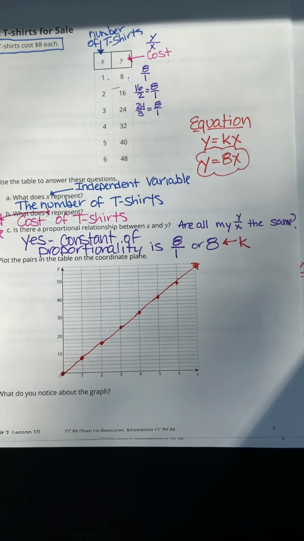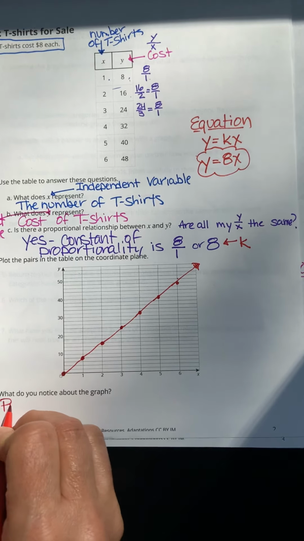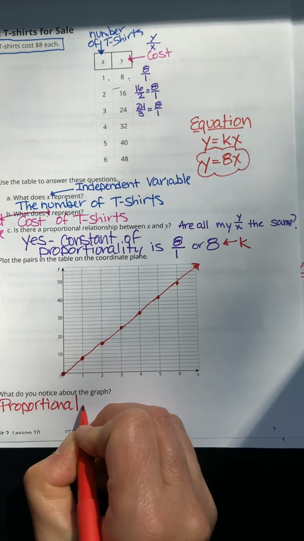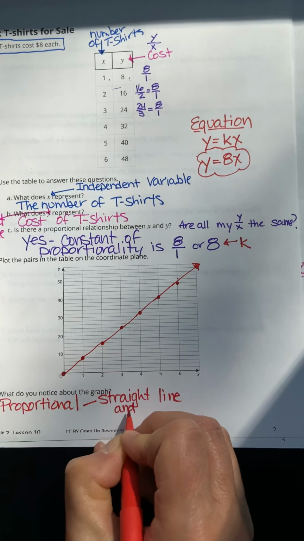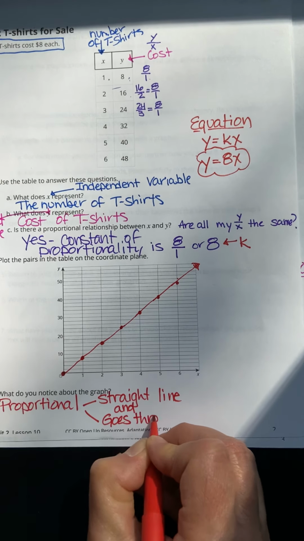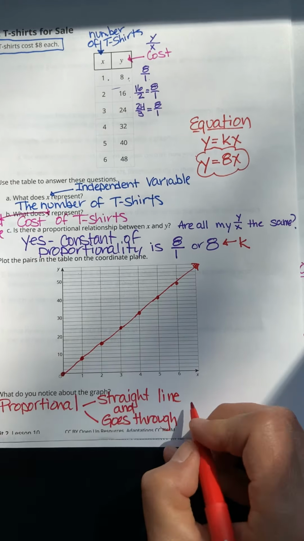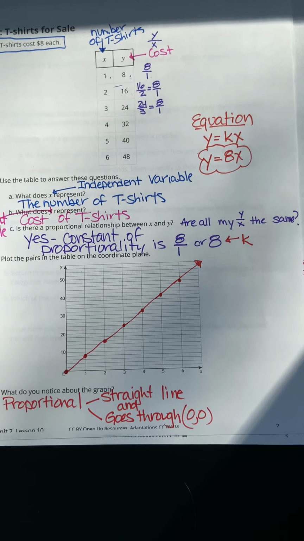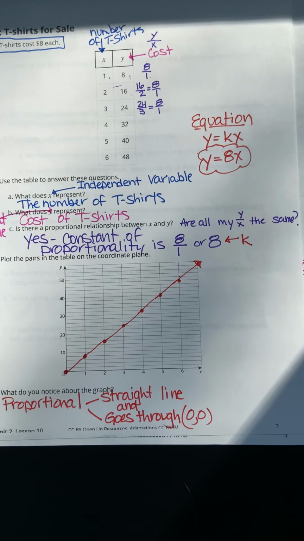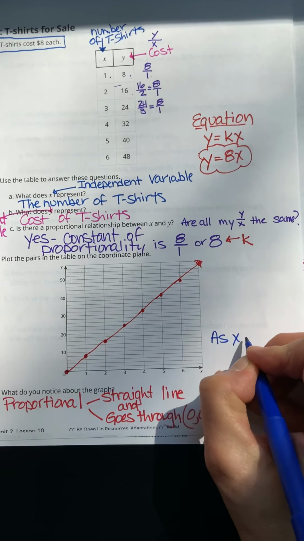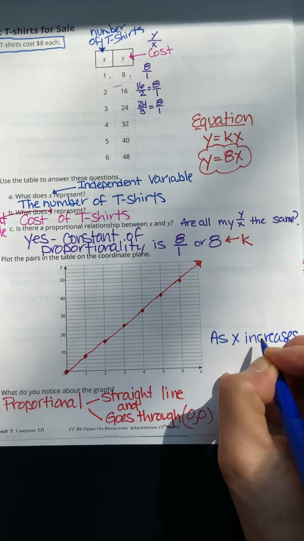What do I notice about this graph? I should notice it is proportional. It has a straight line and goes through the point 0, 0. It has to be both to be proportional. Even though it didn't list it in its points, it would go through the point 0, 0. Okay, that is the main thing you should notice. What else do I notice about the graph? As X goes up, Y goes up. Obviously, the more t-shirts I buy, the more money I pay. That would be another thing. As X increases, Y increases.